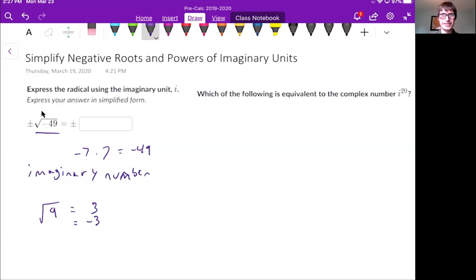Negative 7 isn't 7, so you're not multiplying it by itself. You could say, well, what if we did negative 7 times negative 7? Maybe that would equal negative 49. But that's actually positive 49, because a negative times a negative is a positive.